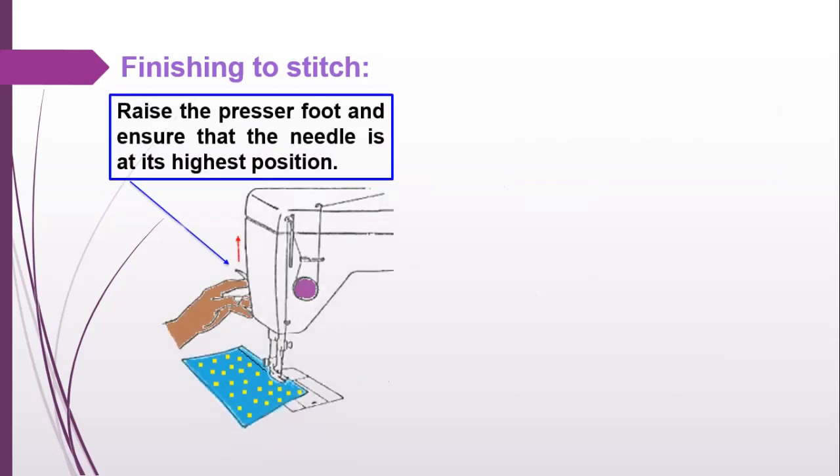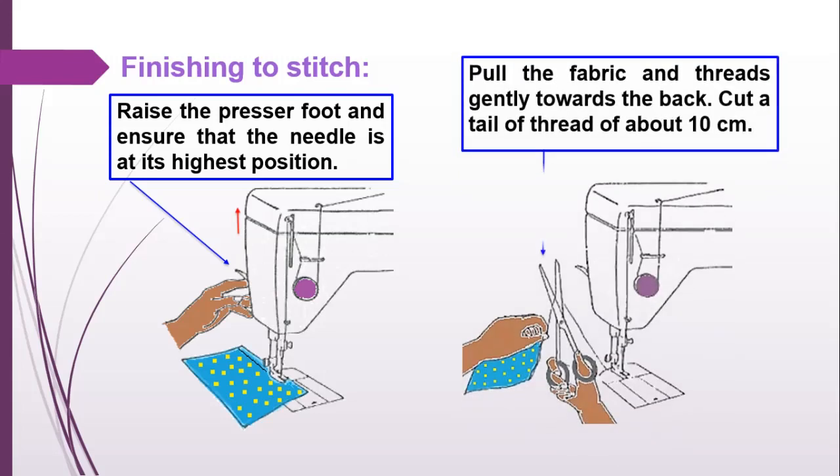Once stitching is completed, lift your foot from the foot pedal. Then, raise the presser foot and ensure that the needle is at its highest position. Next, pull the fabric and the threads gently towards the back and cut a tail of thread of about 10 centimeter. That's it. Now you know how to use an electric sewing machine.